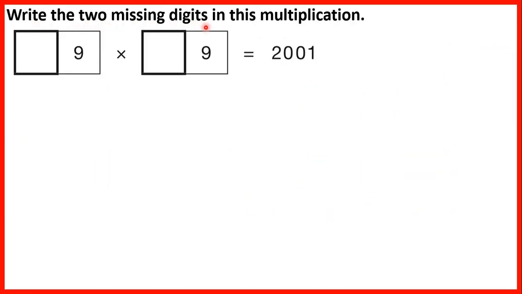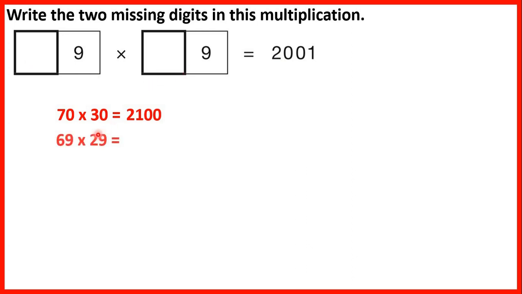Write the 2 missing digits in this multiplication. So we can see that both of our tens digits are missing, both of our ones digits are 9, and our answer is 2001. So what we can do here is to estimate, so to make a sensible guess as to what our tens digits could be. Now 70 times 30 is 2100, because 7 times 3 is 21, and if we have 2 end zeros in a multiplication, we'll have 2 end zeros in our answer, and 2100 is just a bit more than 2001.